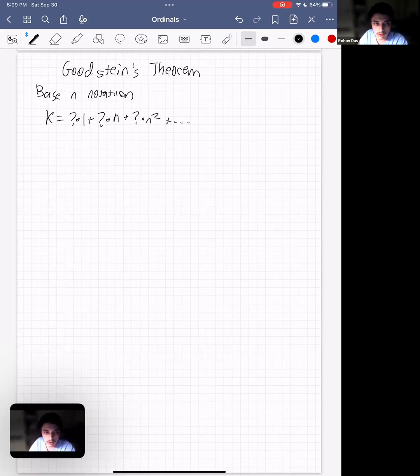And we typically use base 10 notation, which means that, for example, the number 1123 is 1 times 10 cubed plus 1 times 10 squared plus 2 times 10 plus 3. And here, the coefficients of each of these, which I noted as a question mark, are all strictly less than n, and they are integers. Well, they're also at least 0.